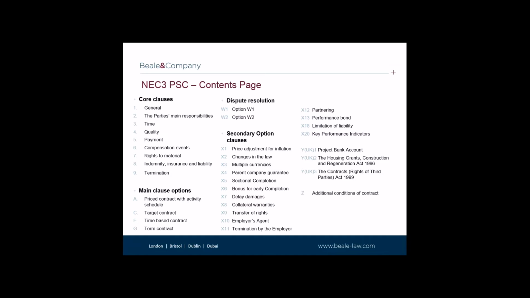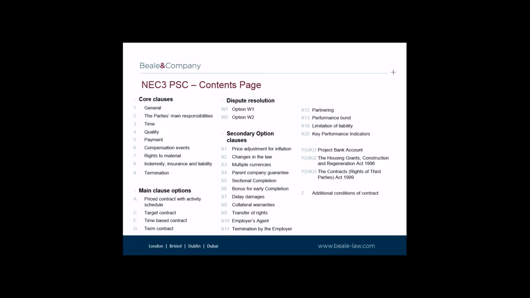There are then main clause options or main option clauses which are set out in the slide, and again, as we've said before, we'll look at these a little later in some more detail during this presentation. There are then two so-called W clauses in relation to dispute resolution. Both options contemplate adjudication of disputes. Option W1 sets out certain timescales for referring certain disputes, whereas option W2 has one timetable applicable to any dispute.